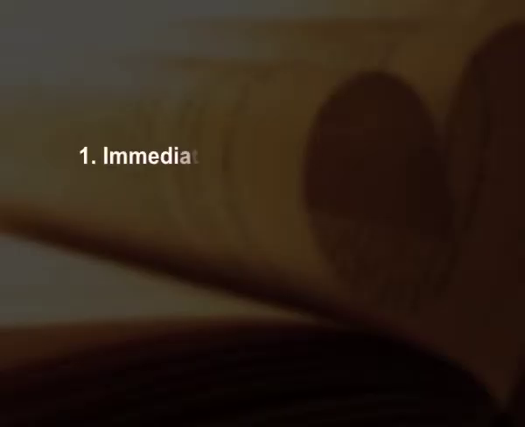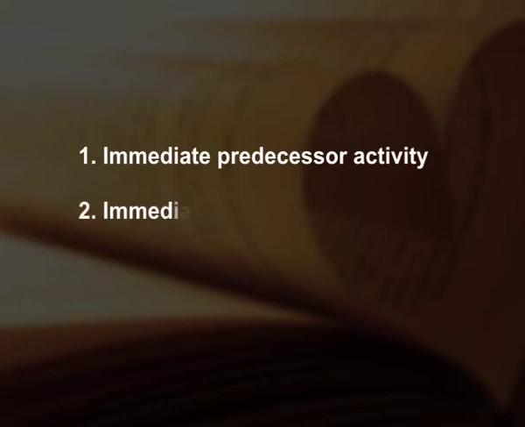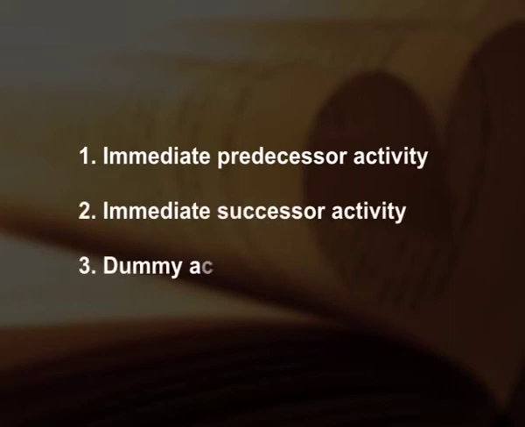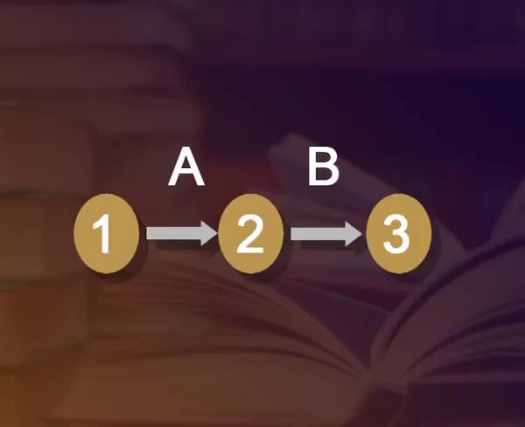The activities can be classified into three categories. They are: 1. Immediate predecessor activity, 2. Immediate successor activity and 3. Dummy activity. If an activity B is supposed to start immediately after activity A, then A is called the immediate predecessor of B and B is called the immediate successor of A. Diagrammatically, it can be shown as below.